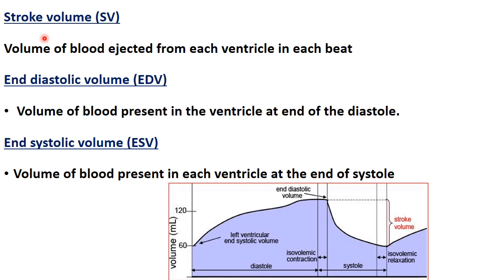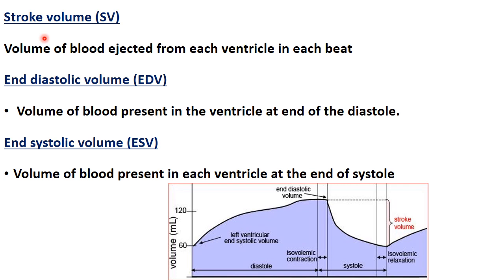Coming to the definitions that have been used in the previous slide, you must know these definitions properly because they are part of the SCQs as well as MCQs in the exam and you people do make mistakes during these exams. So the stroke volume is volume of blood ejected from each ventricle in each beat. Ye each beat yaad rakhna hai.